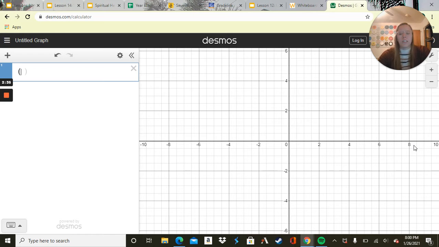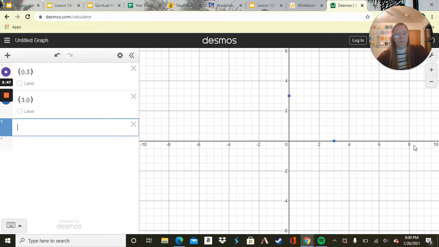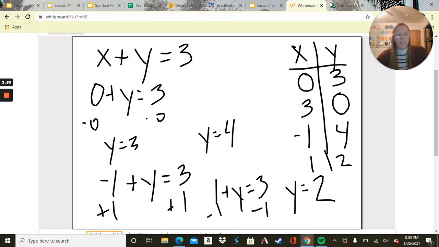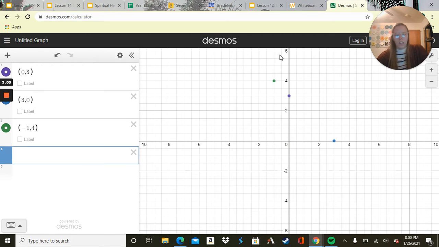So you always want to include the parentheses. Then our first one is going to be 0, 3. And see, it plotted it right there for us, okay? Then we had 3, 0. Oops, I forgot our parentheses. Next, -1, 4. Okay, and 1, 2.